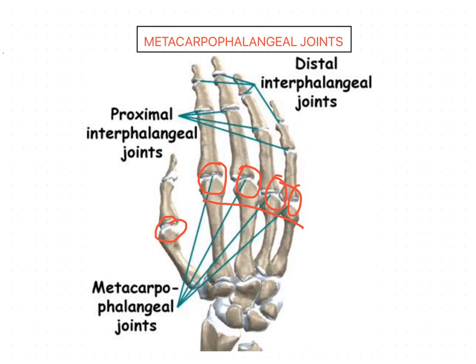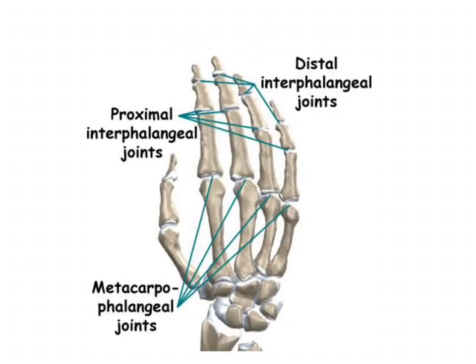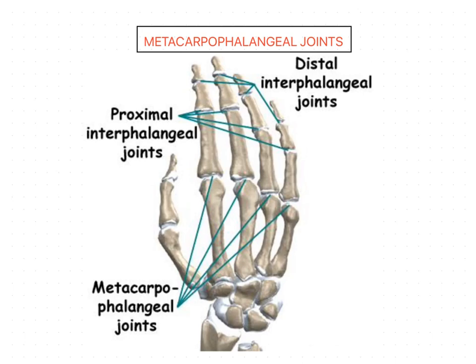Each of the 4 metacarpophalangeal joints of the fingers is composed of a convex metacarpal head proximally. This one is the proximal and this one is distal. So here the head is convex. You can see these heads are convex. Convex metacarpal head proximally and the concave base of the first phalanx distally. These are the first phalanges of all the fingers. So the base of the phalanges is concave and the head of the metacarpal is convex.